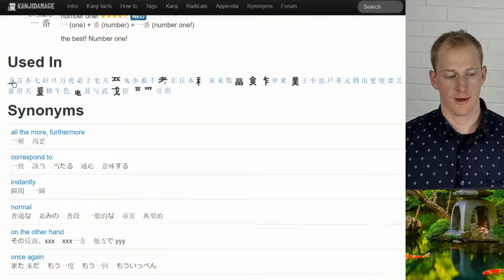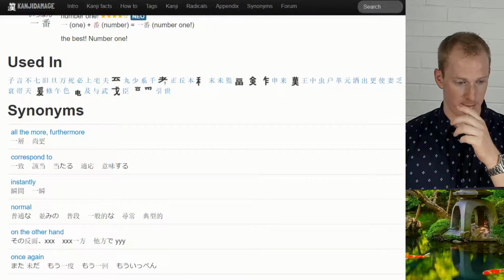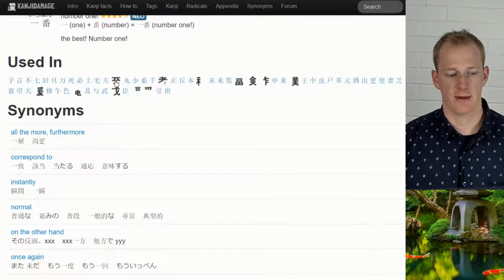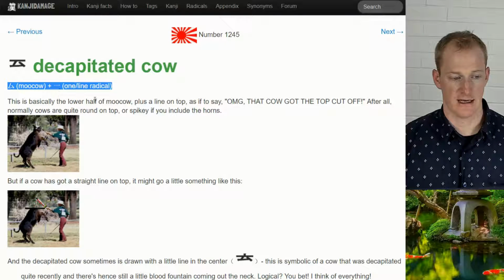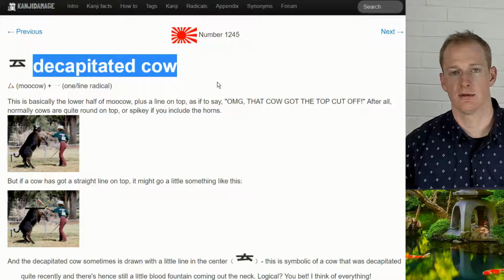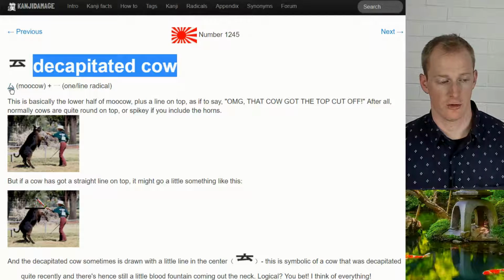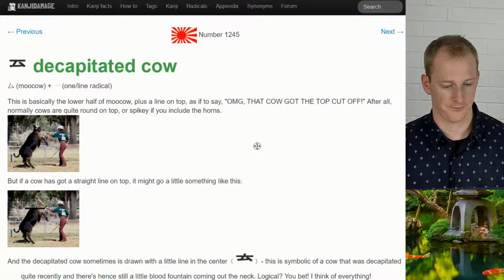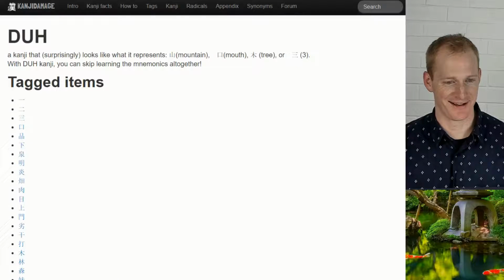Now, the blue represents a kanji, whereas these black ones are radicals. And these are generally radicals that he has made himself, okay? So, Japanese people are not going to know what you're talking about when you say decapitated cow. But this is what he has called the radical. So this is a moo cow, and then this guy together, it makes this guy. All right.